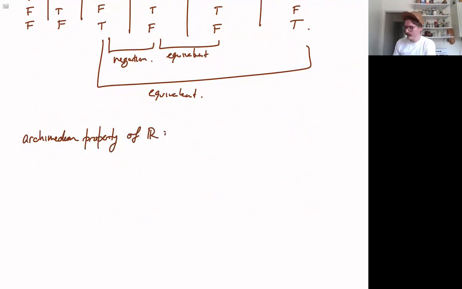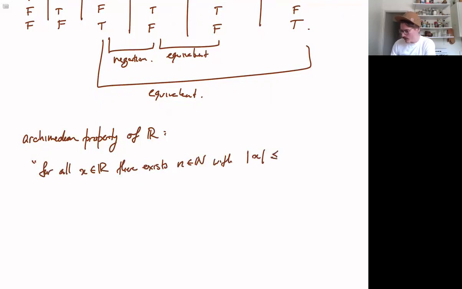And what this means is, for all real numbers, there exists a natural number such that the magnitude of a real number is no larger than this natural number. So essentially this is saying, for any real number, no matter how big, there's always an integer that's bigger than it, essentially.